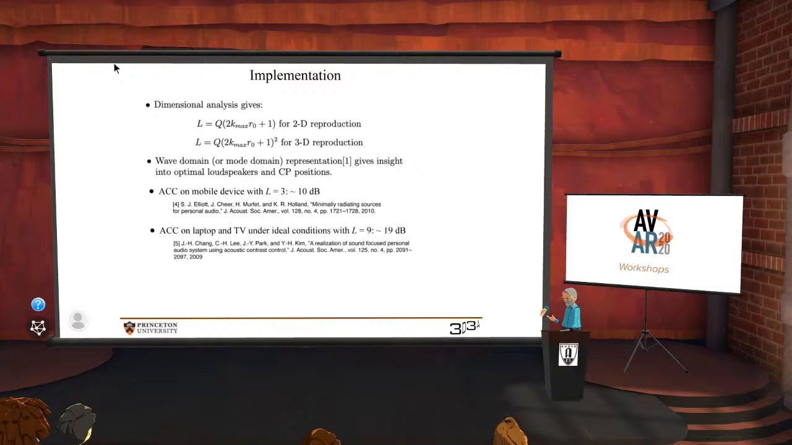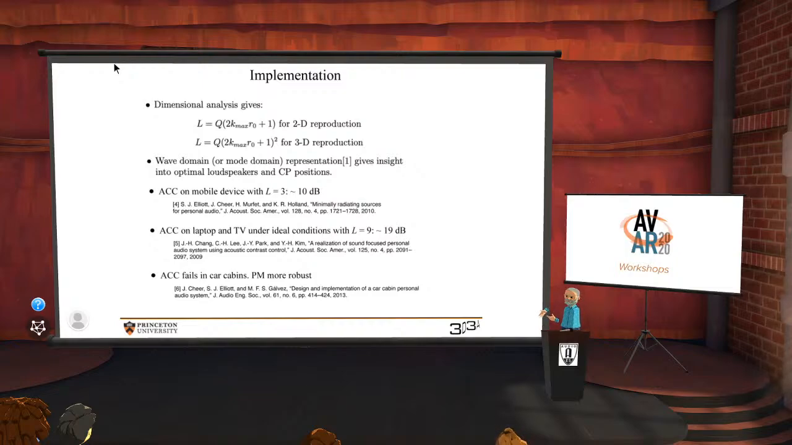When people went to do the same thing on a laptop, they were able to get significant contrast, 19 dB, but only in an anechoic environment. As soon as they went out from the anechoic chamber, things got bad. Things got really worse when you do it in an environment that really matters, which is the car cabin.